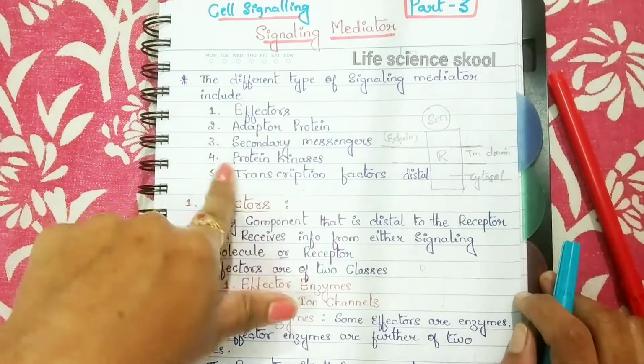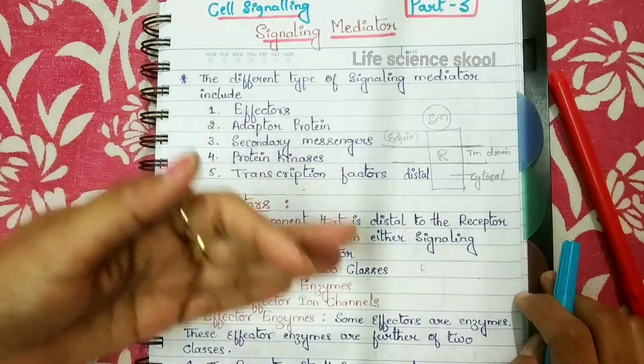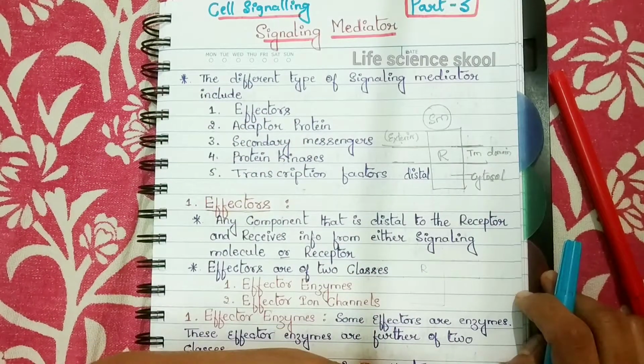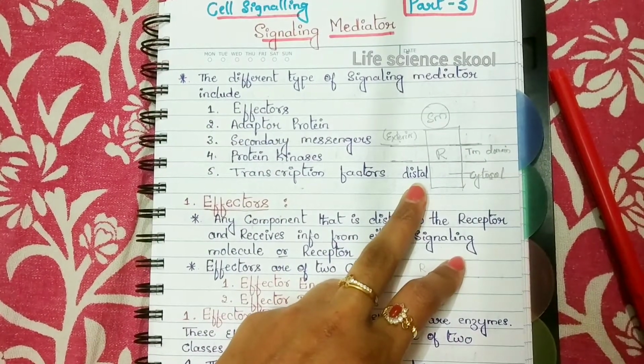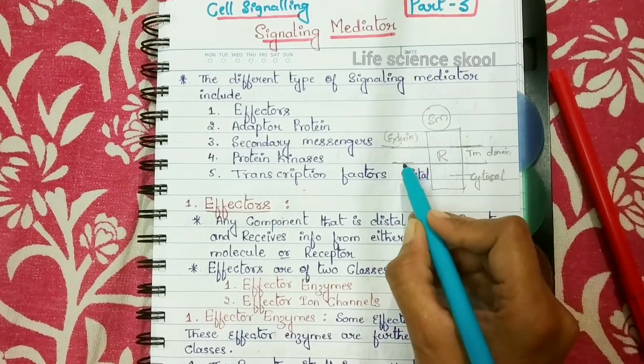Okay, what is the function of these signaling mediators? These will transfer the information to the end target. As I mentioned before, to help you understand, I have drawn the diagram here. I guess this will be visible.